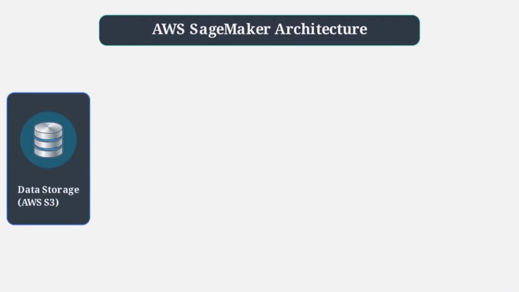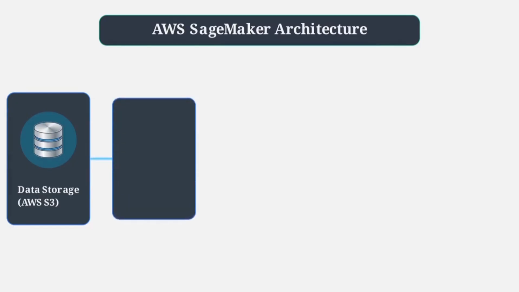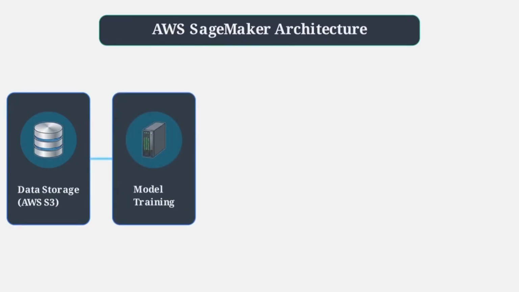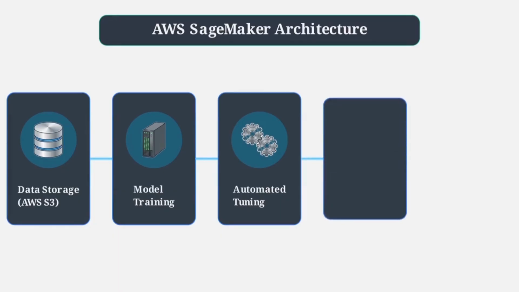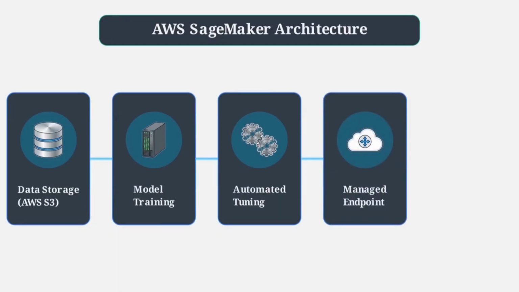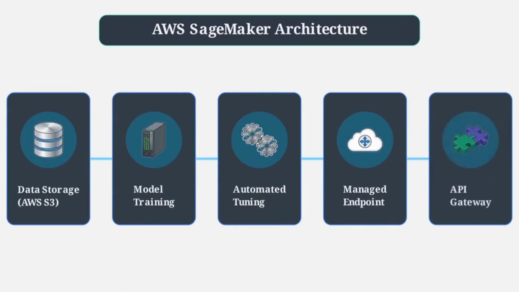Deploying to production using AWS SageMaker requires a 5-step architecture: uploading data to an S3 bucket, spinning up compute instances for model training, running automated tuning jobs, hosting the artifacts on a managed SageMaker endpoint, and establishing API integration to connect your model to web applications.